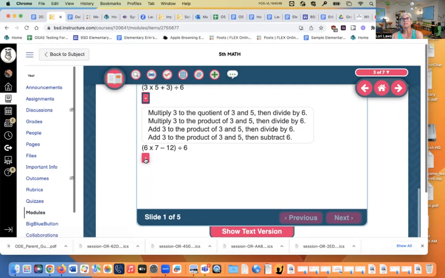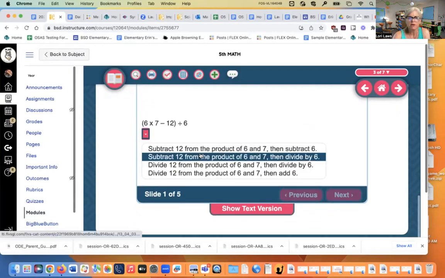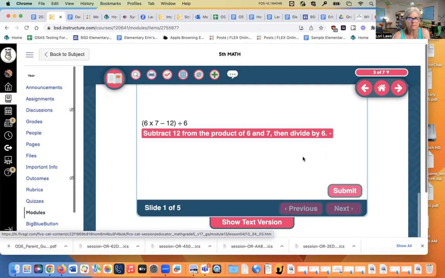You need to know sum equals addition. Difference equals subtraction. Quotient equals division. And product equals multiplication. You've got to learn those 4. In this case, subtract 12 from the product of 6 and 7. That's correct. Then subtract 6. Nope. Then divide 6. There it is. Perfect.